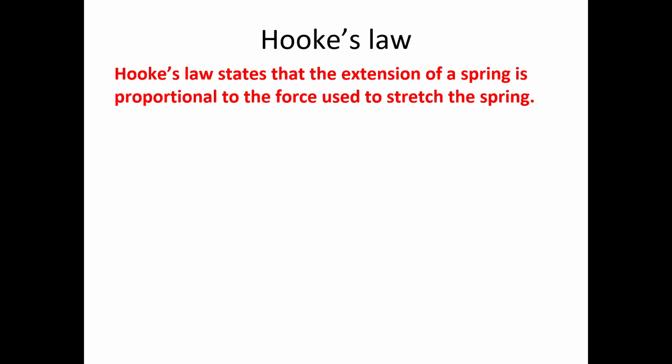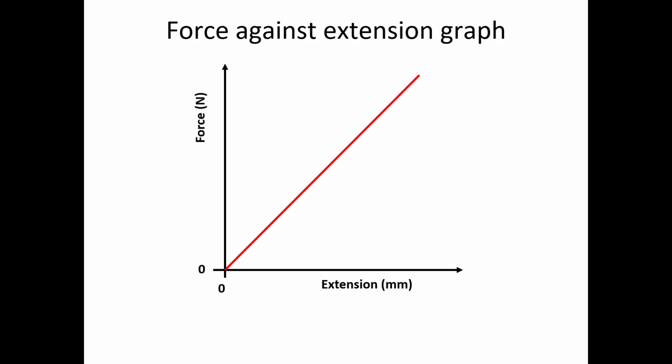So Hooke's law states that the extension of a spring is proportional to the force used to stretch it. Now, often when you do this experiment, go back to that graph again, you might not actually get a straight line through the origin. It would be a straight line, what they call a linear graph, but not quite going through the origin. That's because of a systematic error in measuring the extension, depending on how you've measured it.